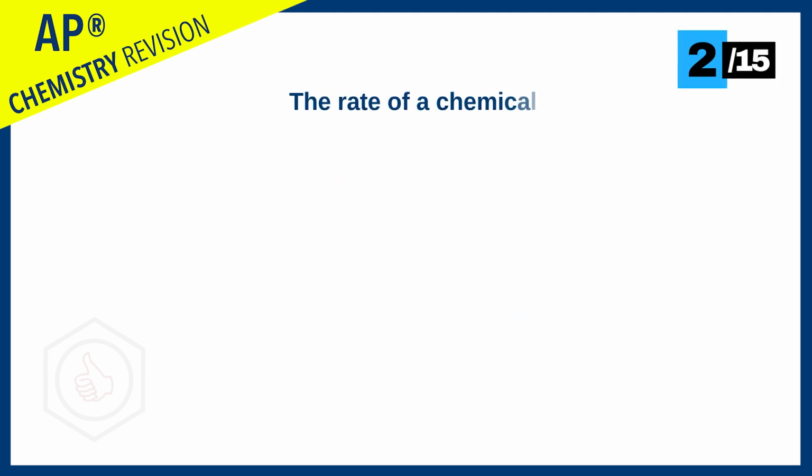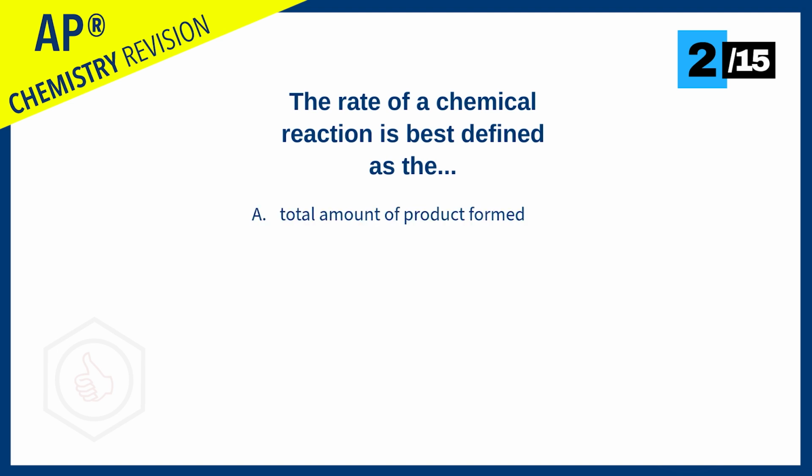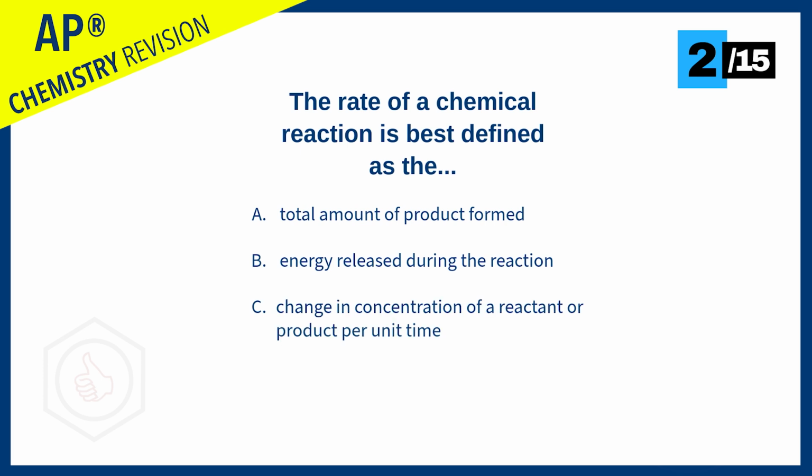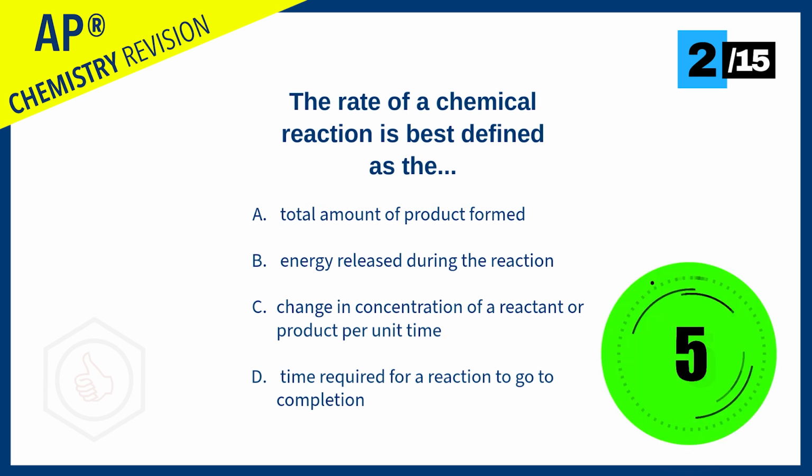The rate of a chemical reaction is best defined as the total amount of product formed, energy released during the reaction, change in concentration of a reactant or product per unit time, or the time taken for a reaction to go to completion.